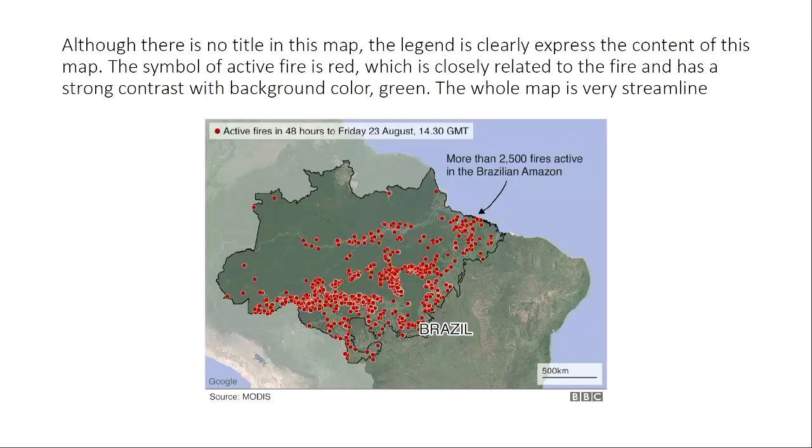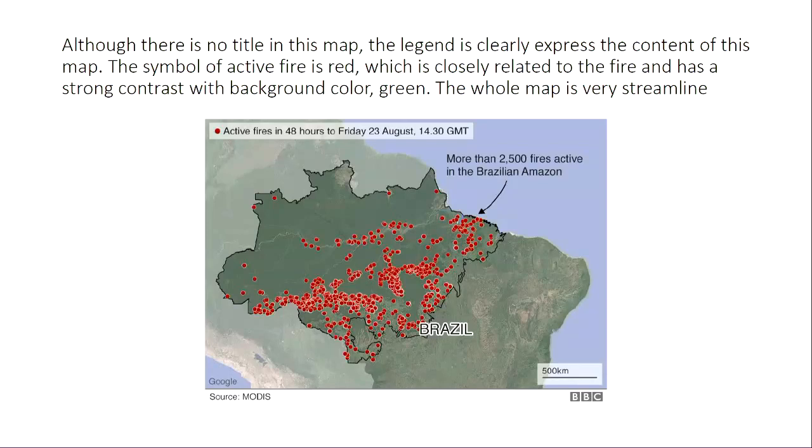However, there's no north arrow on the map, so people may be confused about directions. On the other hand, the active fire symbol has no contrast enhancement in size, transparency, or color to show where the active fire is serious or not serious.